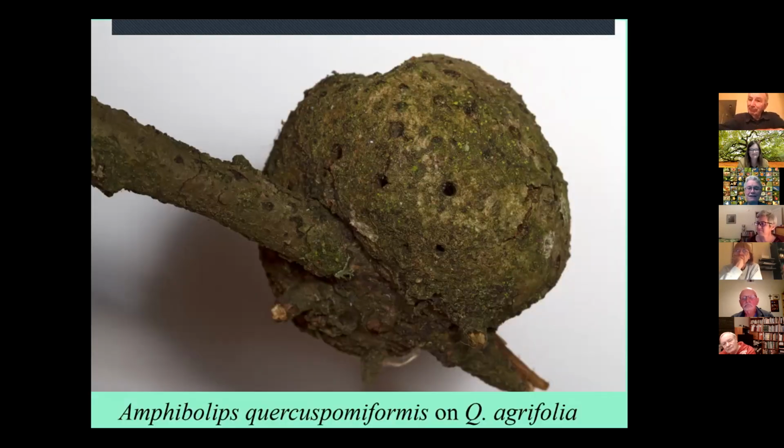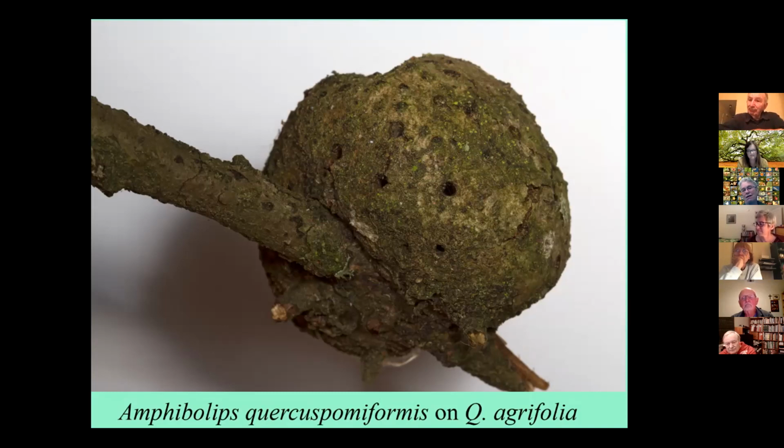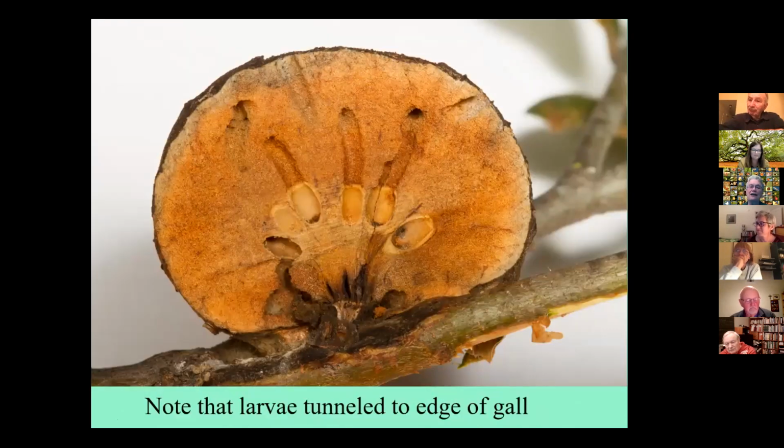All right, here is Amphibolus quercus palmiformis on agrifolia. Actually, this is coast live oak. It looks like a very old gall, but this is what it looked like inside. So there's nothing alive and fresh here. This was from some years back, and it might have had points and they've all smoothed out over time.